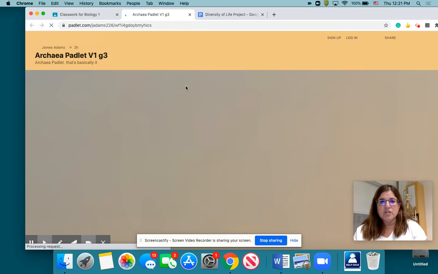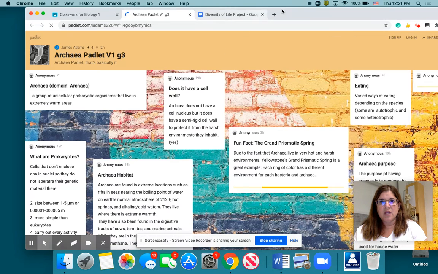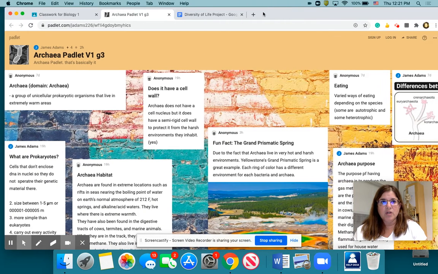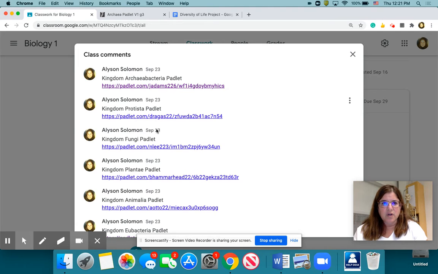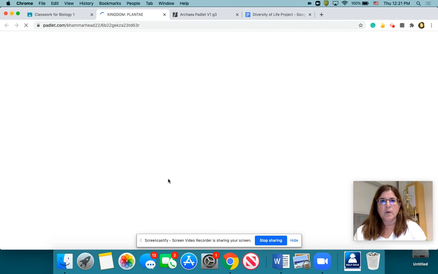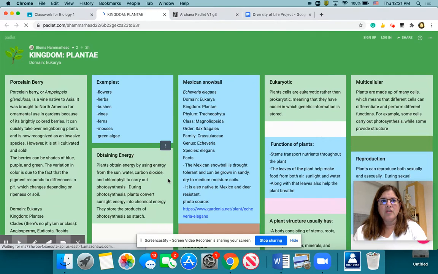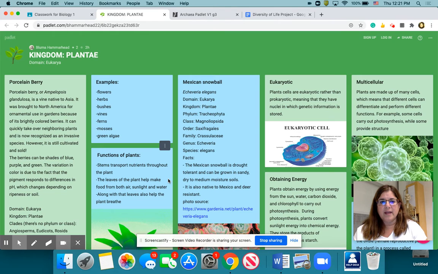So 3 students worked together to make what I would call a digital bulletin board. Here they answered all those questions I asked, included some pictures and some text to teach everyone in the class about archaea. Let's look at a different one. Let's look at the plant one. Here's another example. Group Plant made this Padlet with some pictures and some information about plants.